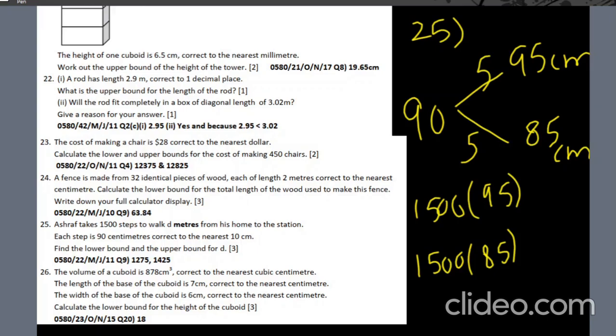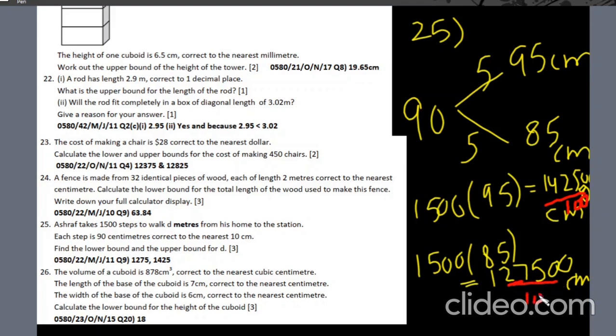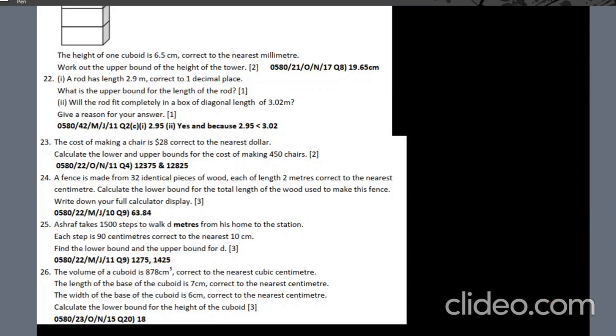So 1500 times 95 is 142500 centimeters, and this would be 127500 centimeters. Divide these by 100 and divide this by 100 to get the answers in meters, because d should be in meters like mentioned here. Okay. Question 26.